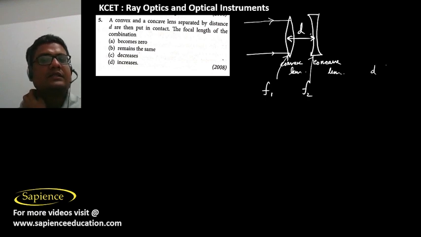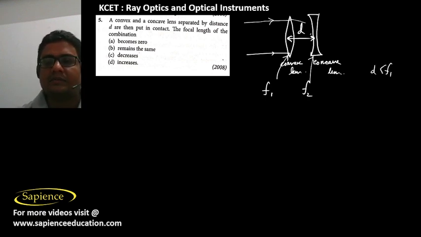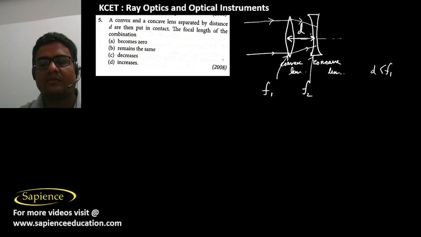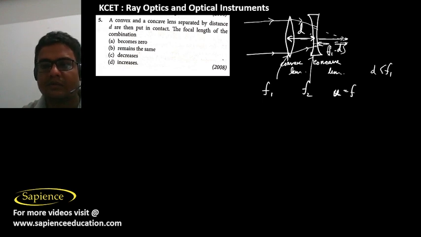suppose I assume that d is less than f1, so it means that the rays will converge, and then the final ray, what will happen? Here will be the virtual object with respect to the concave lens. This full length is f1, so this part is f1 minus d. So with respect to the concave lens, the object distance u is f1 minus d.